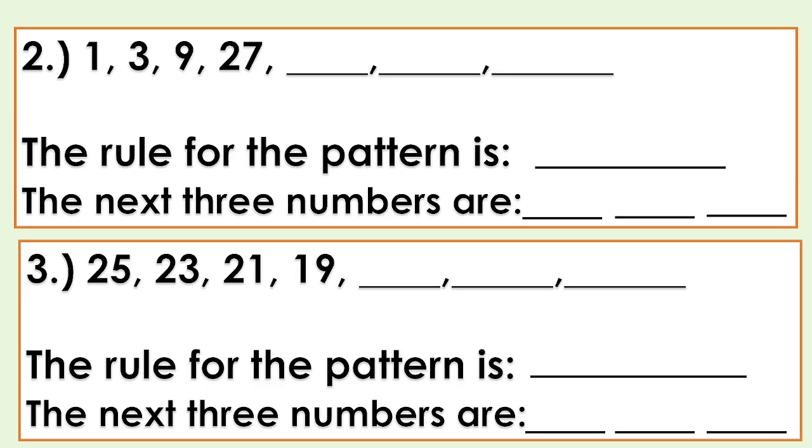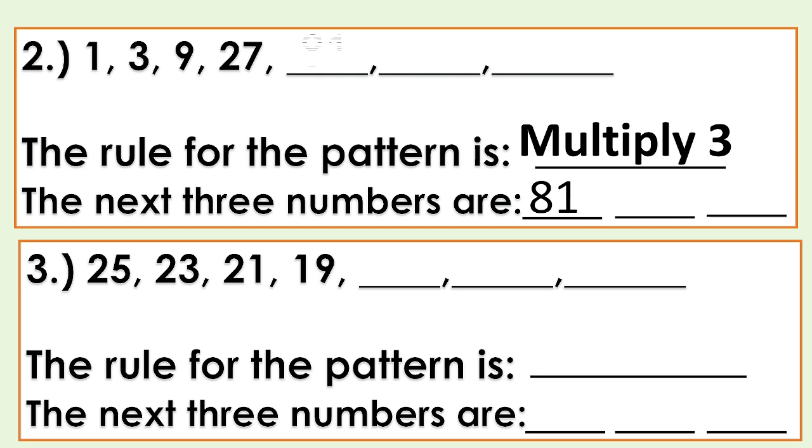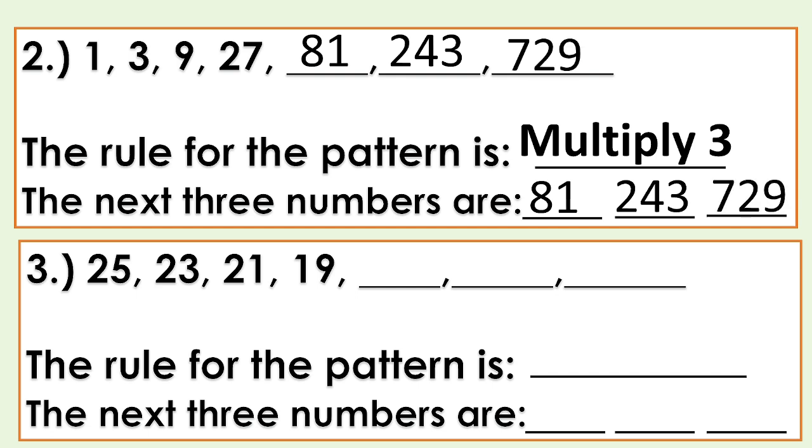Number 2. 1, 3, 9, 27. So the rule for the pattern is multiply by 3. The next three numbers are 27 times 3 equals 81. 81 times 3 equals 243. 243 times 3 equals 729.